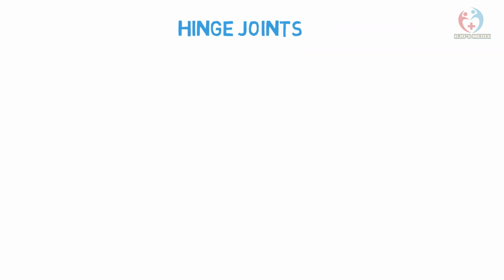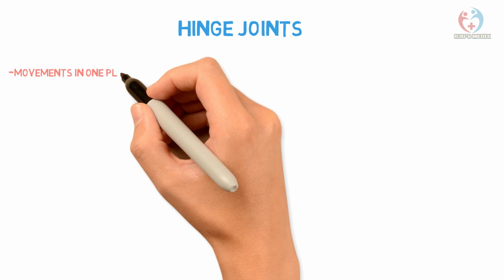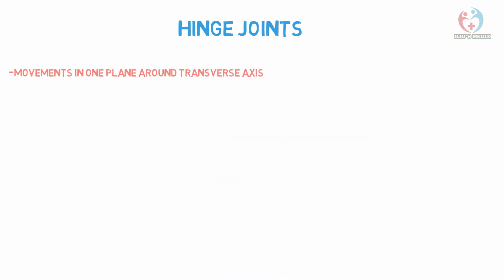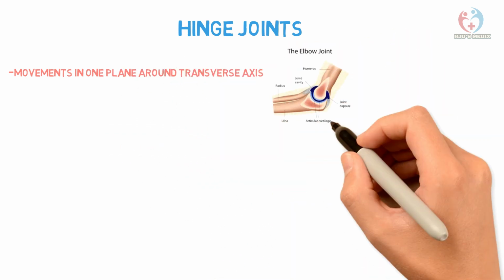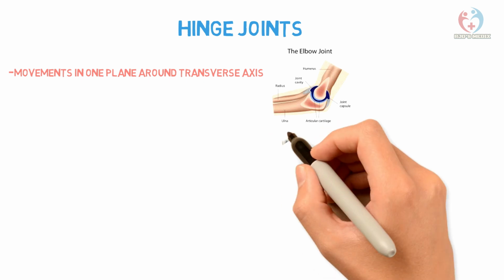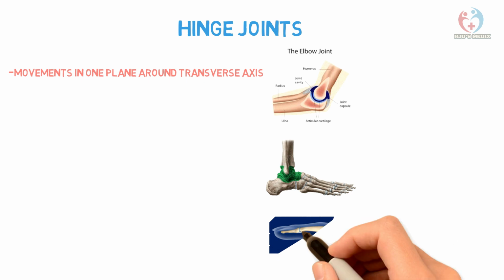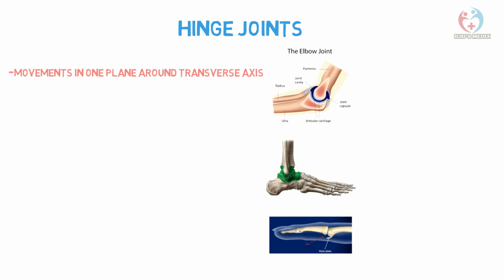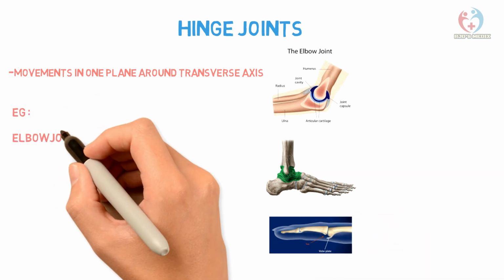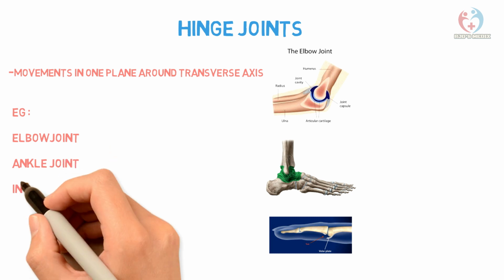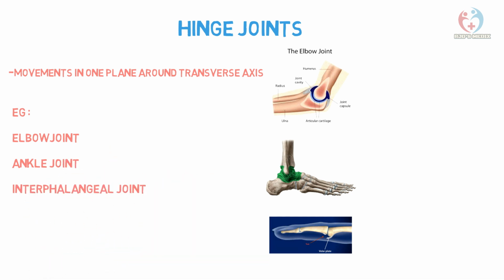Hinge joint. In the hinge joint, the articular surfaces are pulley shaped. Movements are permitted in one transverse axis. The examples of hinge joint are elbow joint, ankle joint, and interphalangeal joint. In the elbow joint, the olecranon process of the ulna covers the lower portion of the humerus. It's formed like a pulley.